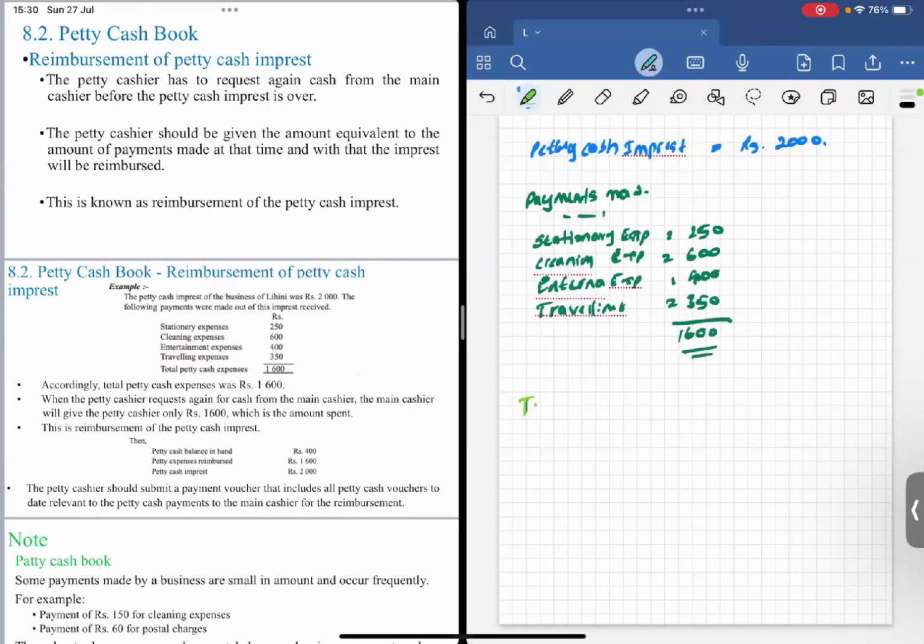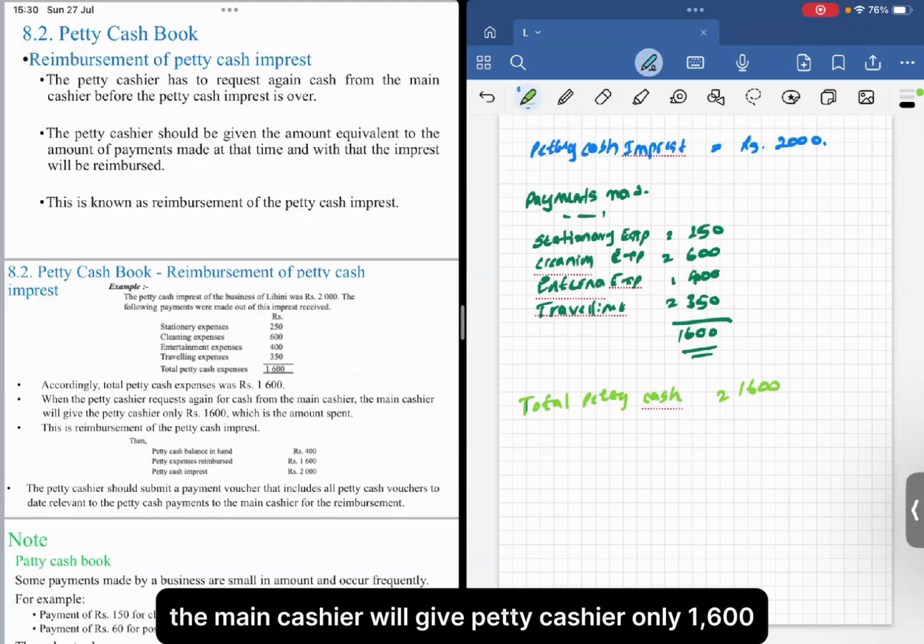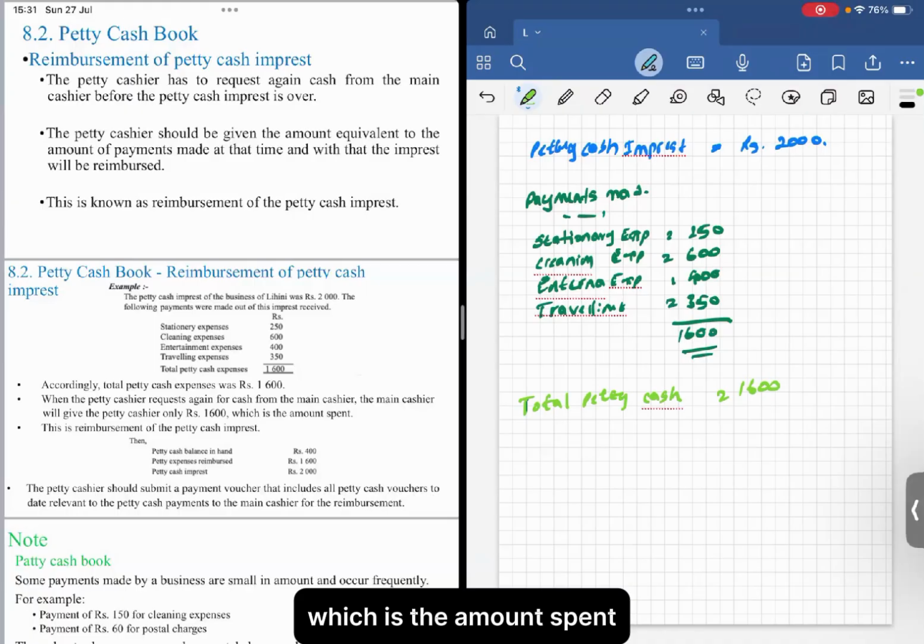Total petty cash expenses are how much? That is 1600. So when the petty cashier requests cash again, the main cashier will give the petty cashier only 1600, which is the amount spent.